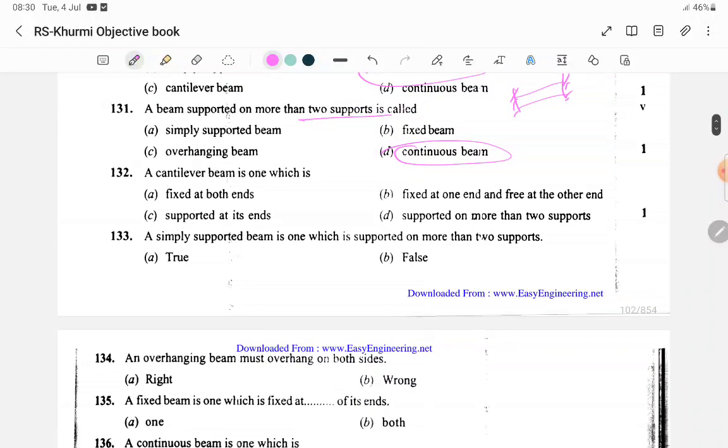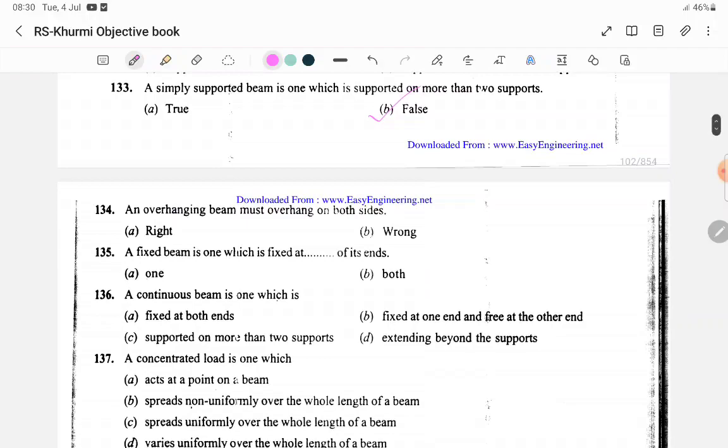A cantilever beam is one which is fixed at one end, free at the other end. A simply supported beam is one which is supported on more than two supports. No, that is a continuous beam. An overhanging beam must overhang on both supports. No, it can overhang on a single support also. It's overhanging from this support only. This support it is not overhanging. So 134 is yeah.